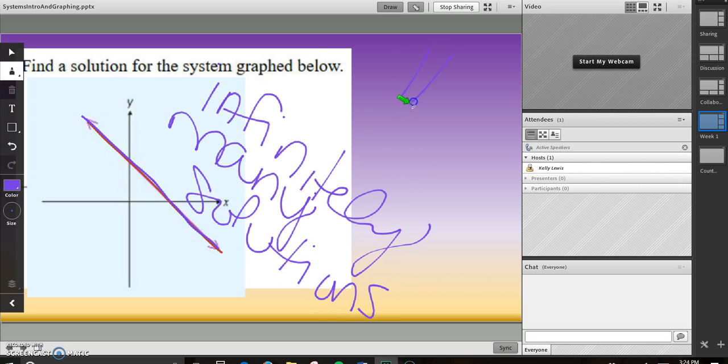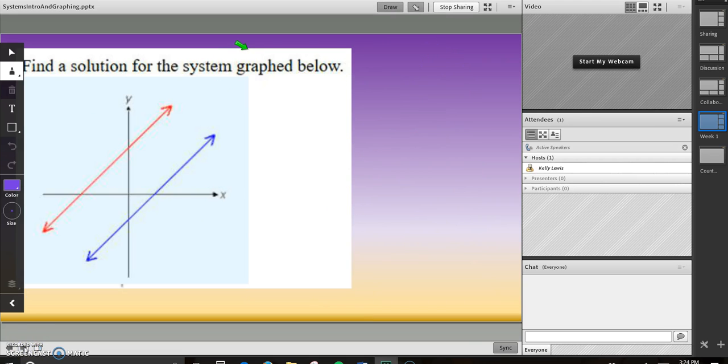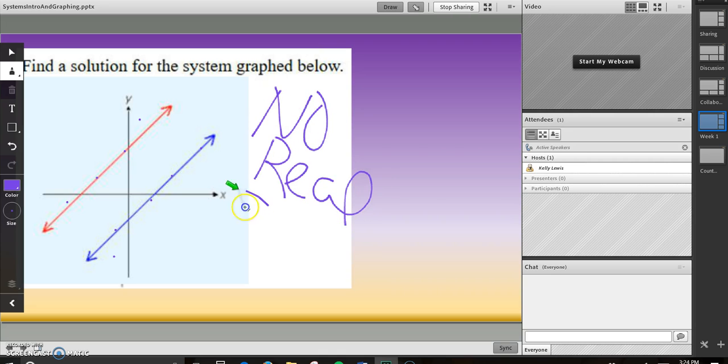Okay, or you could write this guy, which means all real numbers, any of those. Because everywhere they touch, every single x, y combination on that line is going to work. So we have two different lines, they're railroad tracks, and look, they never intersect, ever, not even once. So no real solution.